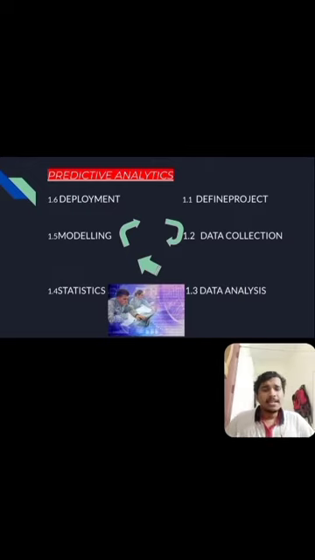Next step is data analysis. Data analysis is a process of inspecting the data. The fourth step is statistics. Statistics means validating the assumptions based on data. The fifth step is modeling. Modeling is also called predictive analytics, and that's our topic. And the last step is deployment. Deployment is a method by which we can integrate a machine learning model into a production environment, and this is the last step.